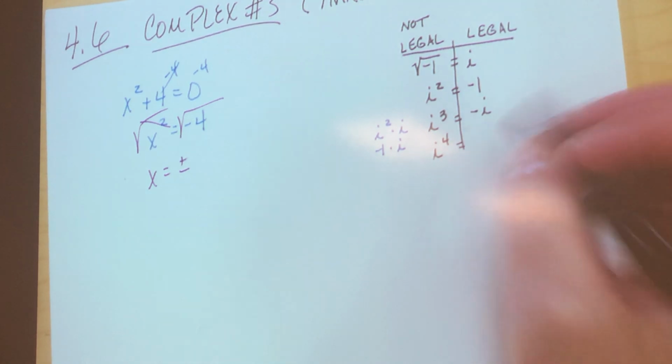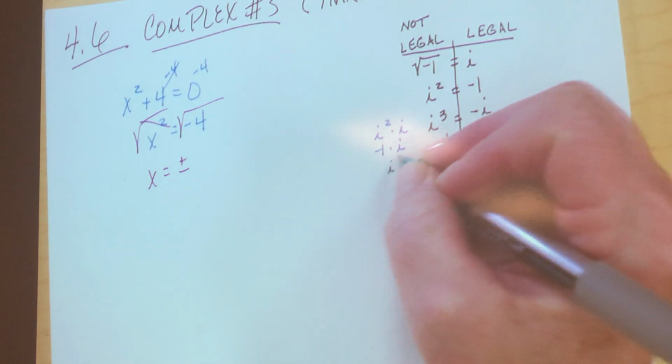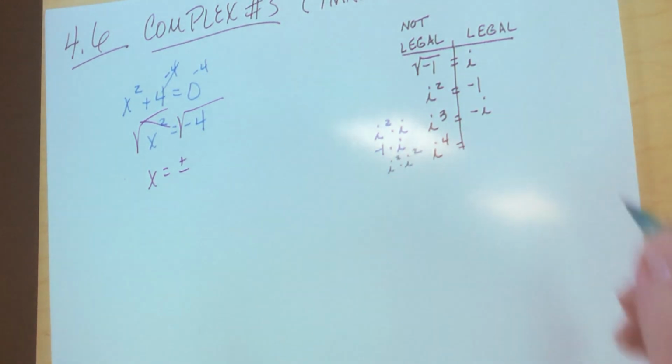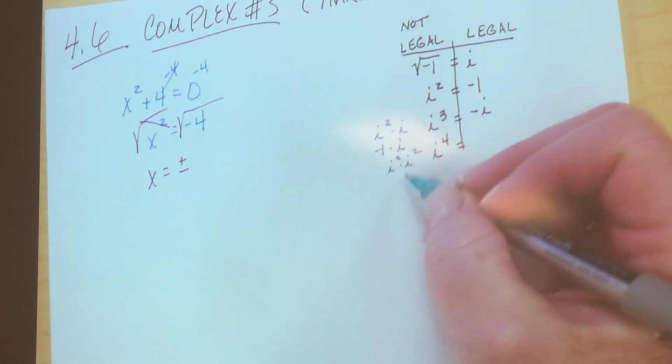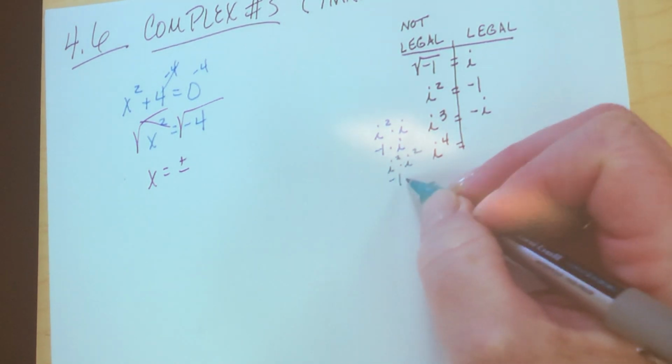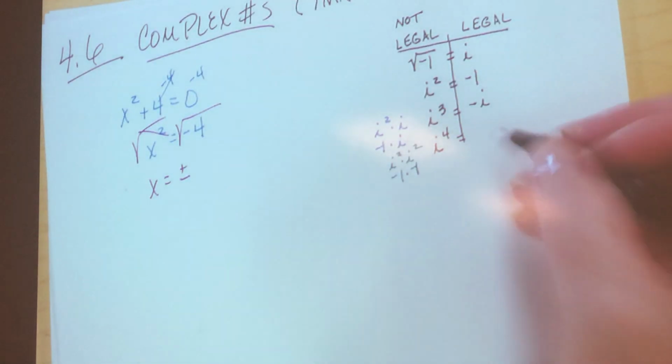So let's do i to the 4th. Do you agree that i to the 4th is going to be i squared times i squared? Yeah. All right, got 2 here and 2 here, so that's 4 of them. What is i squared? -1. What's -1 times -1? So i to the 4th is 1.